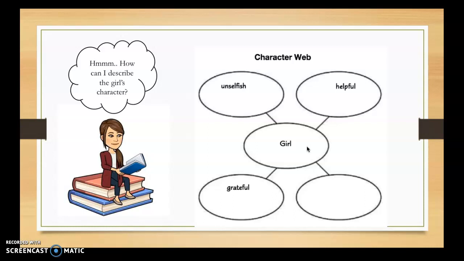Another way I can describe the girl would be grateful. I know she's grateful because of how she acted when her family and neighbors bought her new things for her house after it burned down.